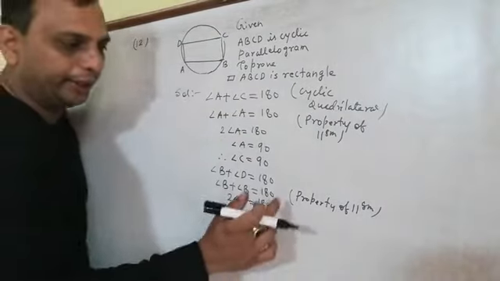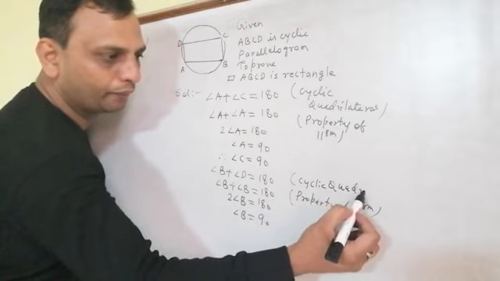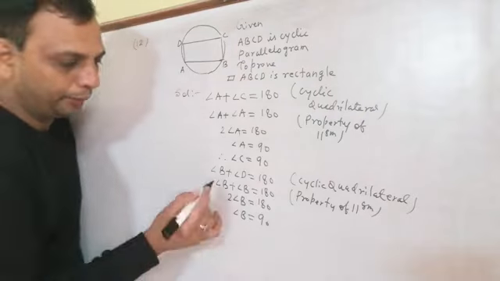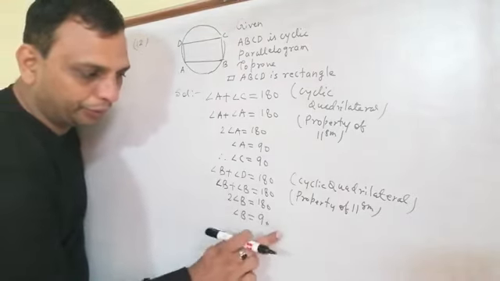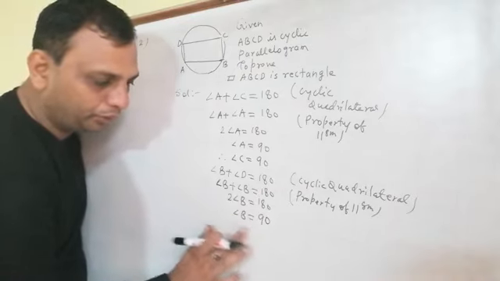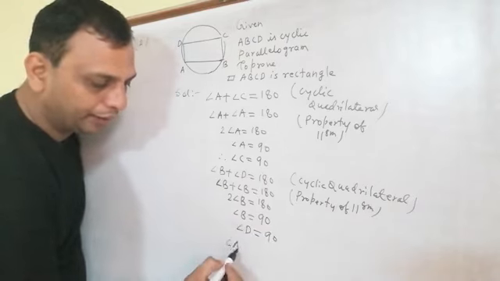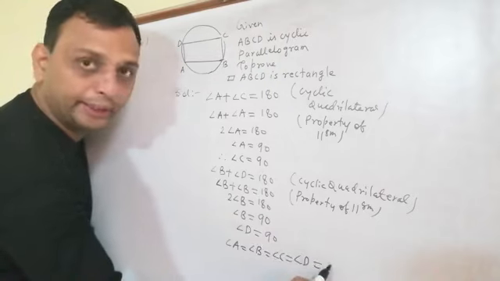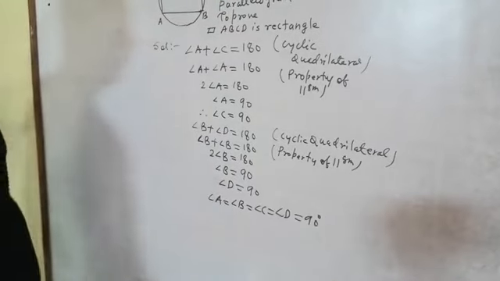B plus D will be 180, cyclic quadrilateral. Angle B plus angle B will be 180 degrees. 2 times angle B will be 180 degrees. Angle B equal to 90. Now B is 90, therefore D will also be 90. Both angles are equal. Now we can say that all angles are 90 degrees. Therefore ABCD is a rectangle, because all angles are equal.